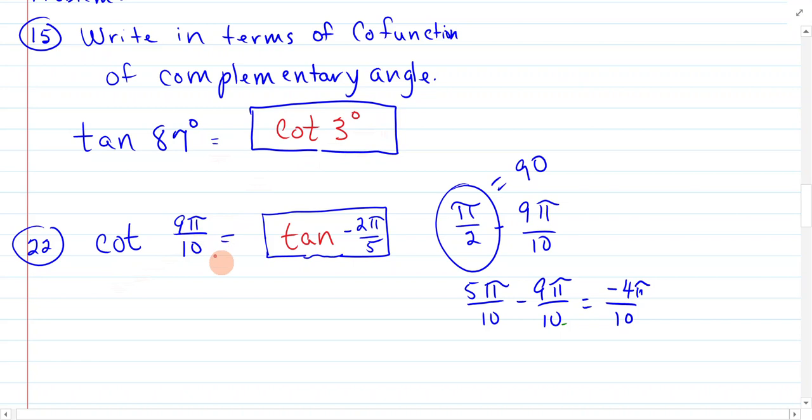Cotan of 9 pi over 10. So you want to think about pi over 2 is 90. So to get the right angle, remember they have to add up to 90. So pi over 2 minus 9 pi over 10. Have to get a common denominator, which is 10. 2 into 10 is 5. So 5 pi over 10 minus 9 pi over 10 equals negative 4 pi over 10. That reduces to negative 2 pi over 5.